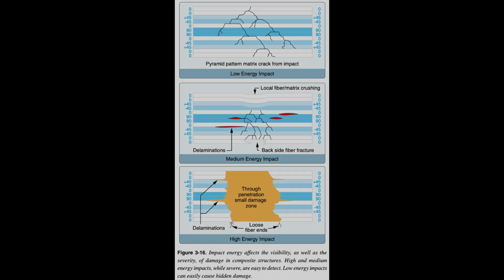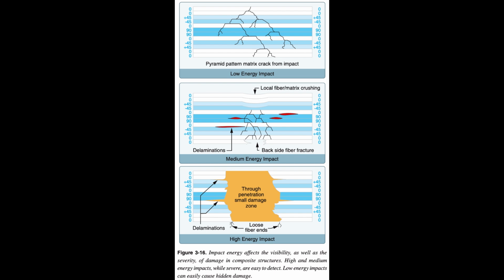Disadvantages of composites. Composite construction comes with its own set of disadvantages, the most important of which is the lack of visual proof of damage. Composites respond differently from other structural materials to impact, and there is often no obvious sign of damage.